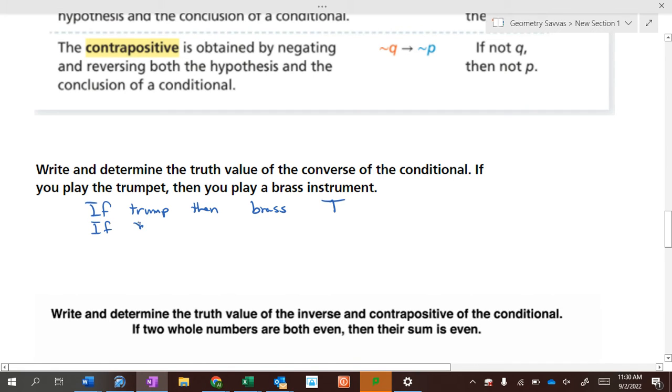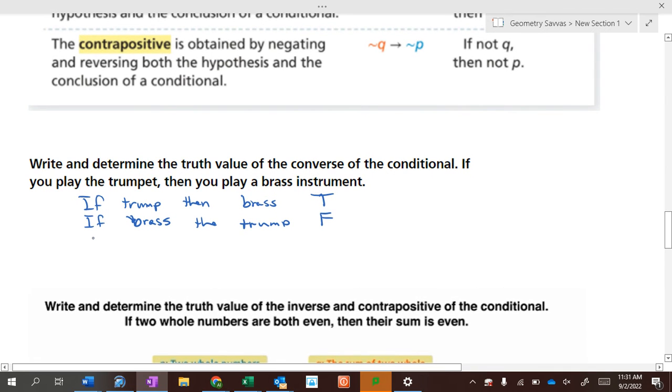If you play a brass instrument, then you play a trumpet. That's false. Because Lindsay, what do you play? She plays a tuba. Is it a brass instrument? Sure is. But it's not a trumpet. So that's a false statement.